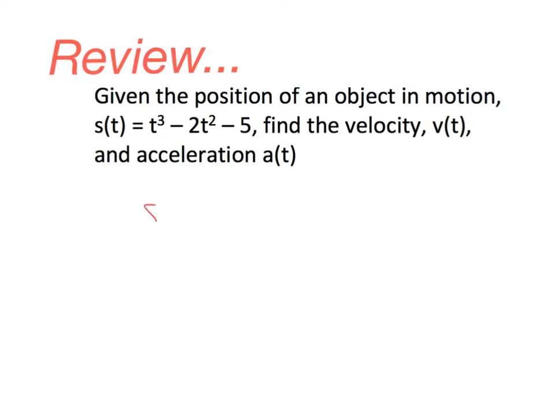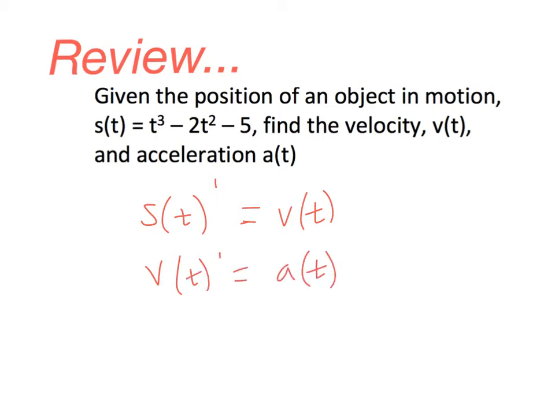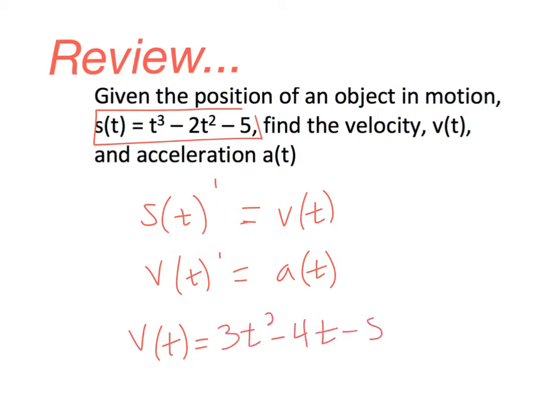So remember, for a given position, which is usually notated as s of t, the derivative of that is velocity. And the derivative of your velocity function is acceleration. So if I'm given the position function, my velocity function would be, by power rule, 3t squared minus 4t minus 5. And the acceleration function, the derivative of velocity, which is the second derivative of position, would be 6t minus 4.